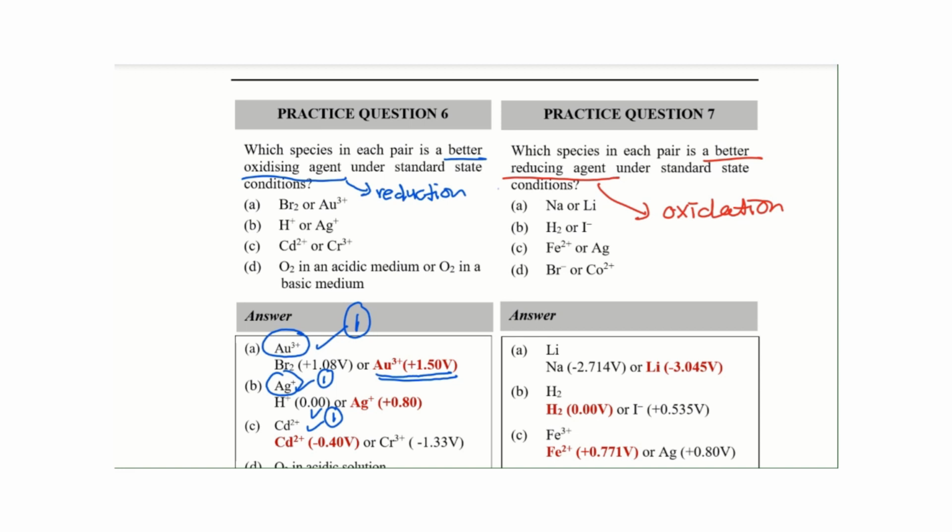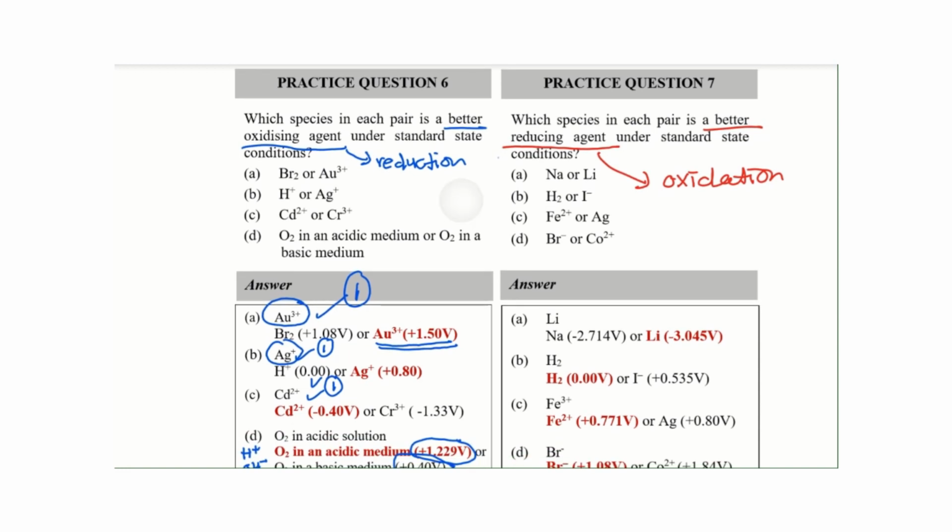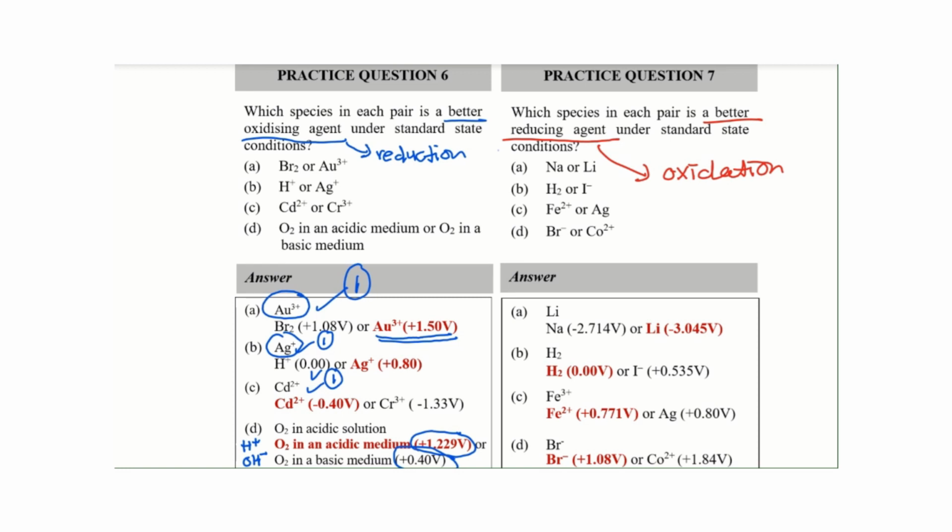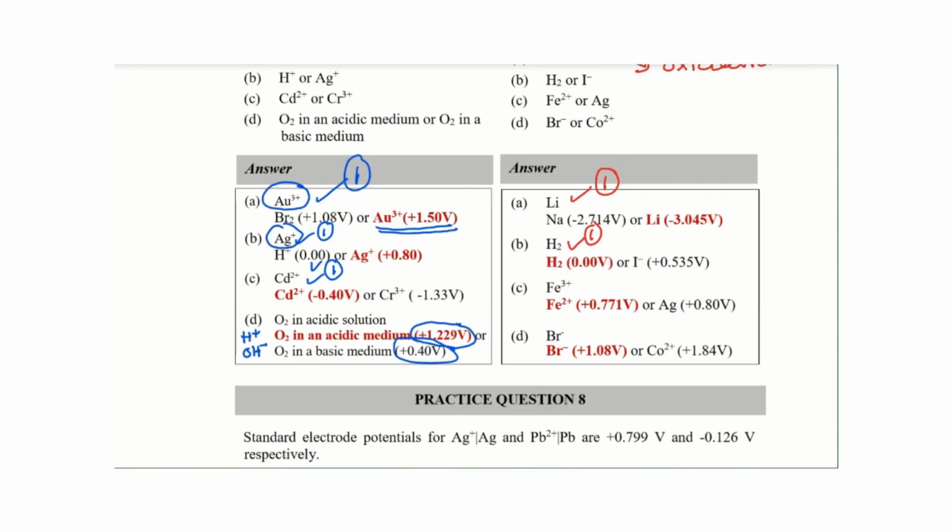Okay, so for practice question 6, we will have to get the value of E0 for each substance given and then compare. Lithium undergoes oxidation, which is the better reducing agent. B, the answer is hydrogen. C, the answer is Fe2+. And lastly, the answer is bromine ion.